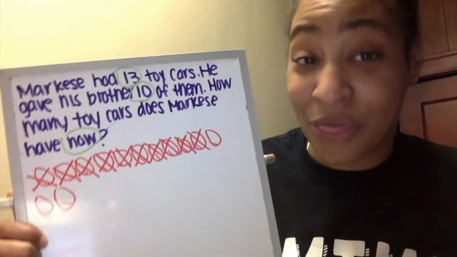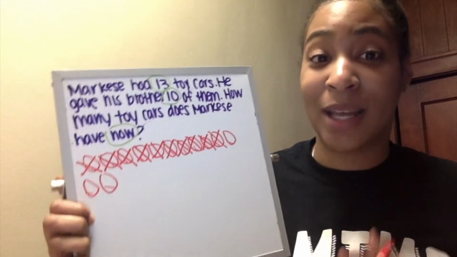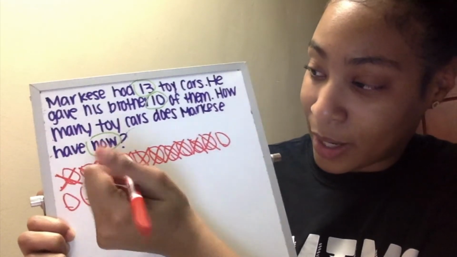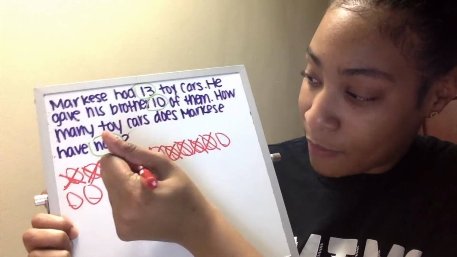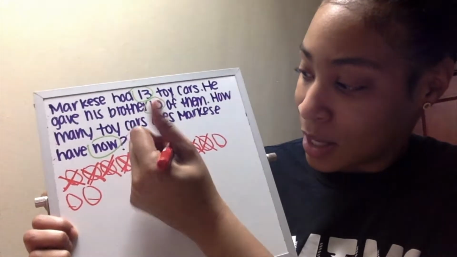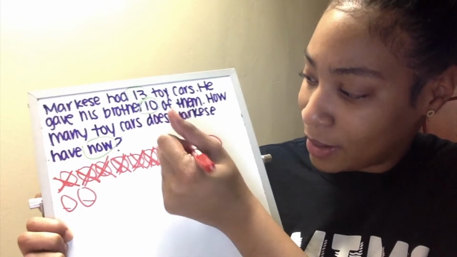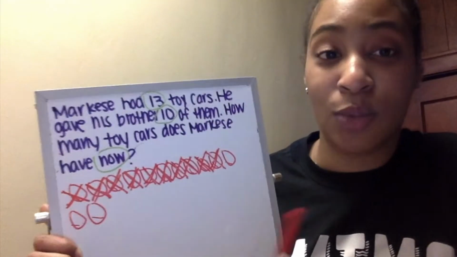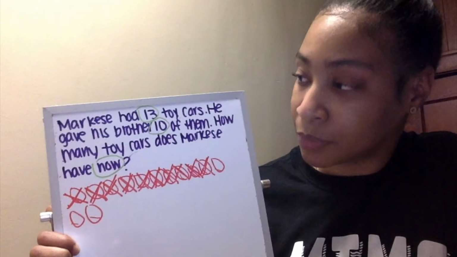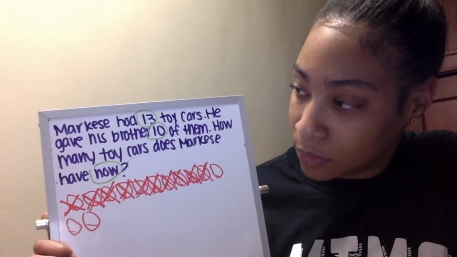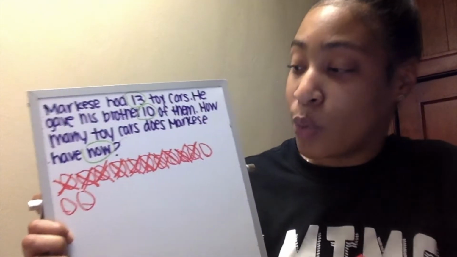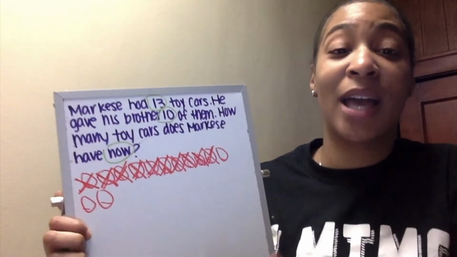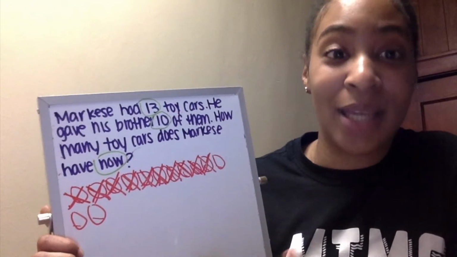So now, I think that we crossed off 10 cars, but let's make sure. 1, 2, 3, 4, 5, 6, 7, 8, 9, 10. So now that we've crossed off 10 cars, what should we do next? I agree. We should go in and we should count how many toy cars we have left because that will give us the answer of how many toy cars Marquise has.